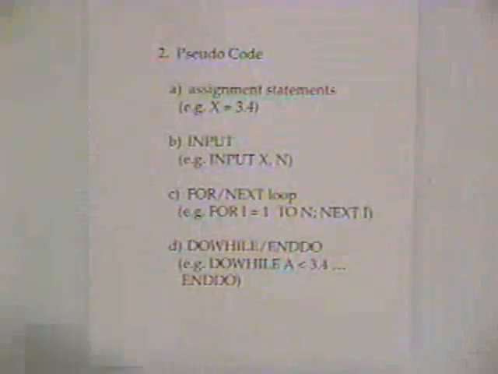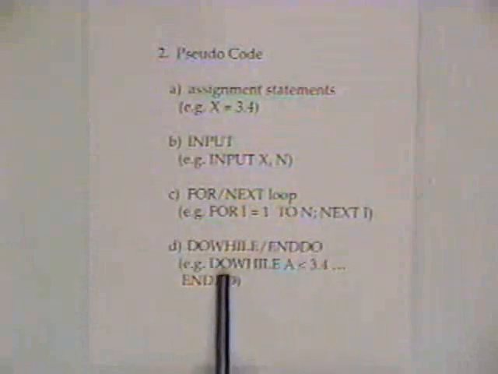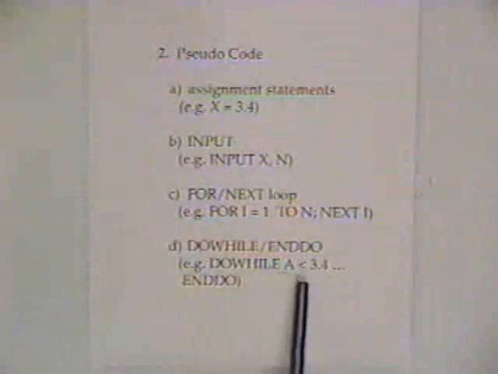Other kinds of loops are while loops. In pseudocode, you could express that as do while with an end-do. So a statement example would be do while a is less than 3.4. You then have a series of statements below that, ending with the end-do. That means that as long as the value of a is less than 3.4, continue to execute those statements in the sequence. When you get to the bottom, go back up to the top and check the value of a again.